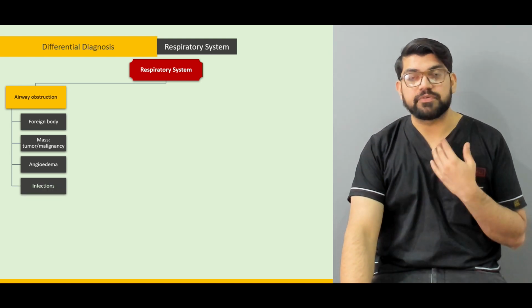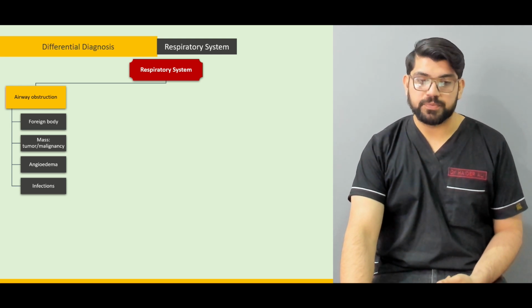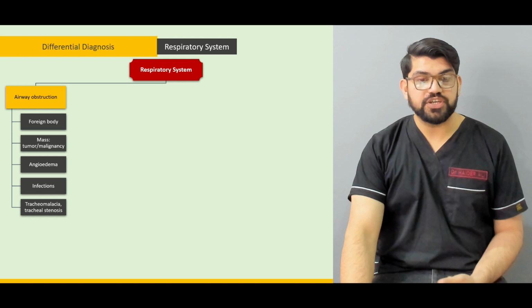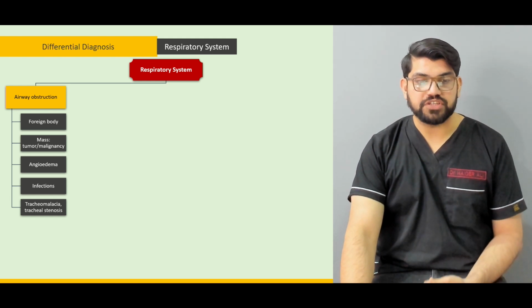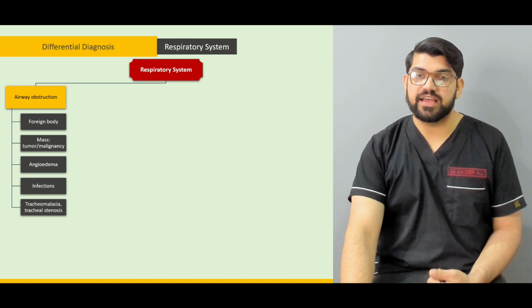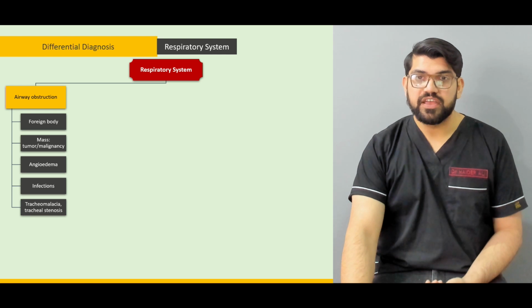Any infections, upper respiratory tract infections, or tracheal infections can present with airway obstruction. Tracheomalacia or tracheal stenosis can also present with airway obstruction. Tracheomalacia is most commonly seen in childhood. The patient might present with signs and symptoms of airway obstruction.